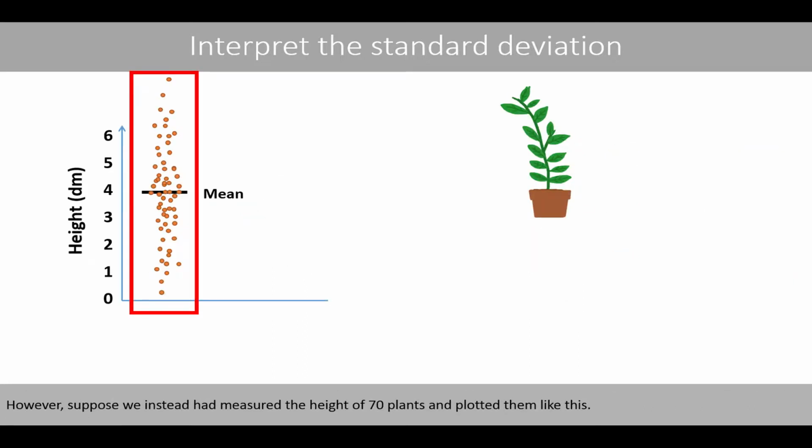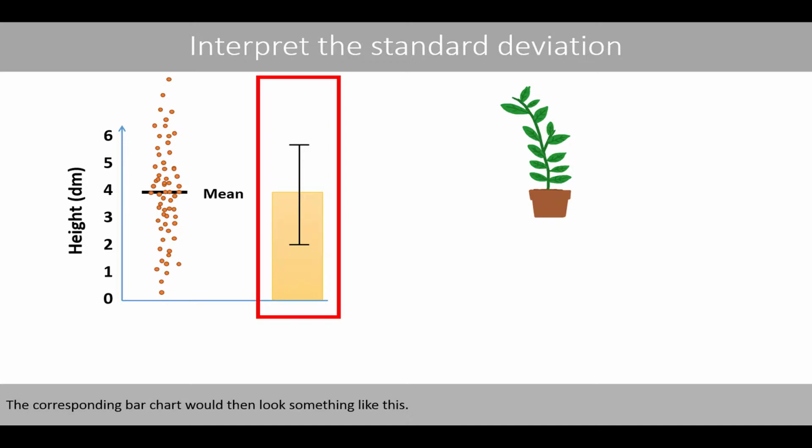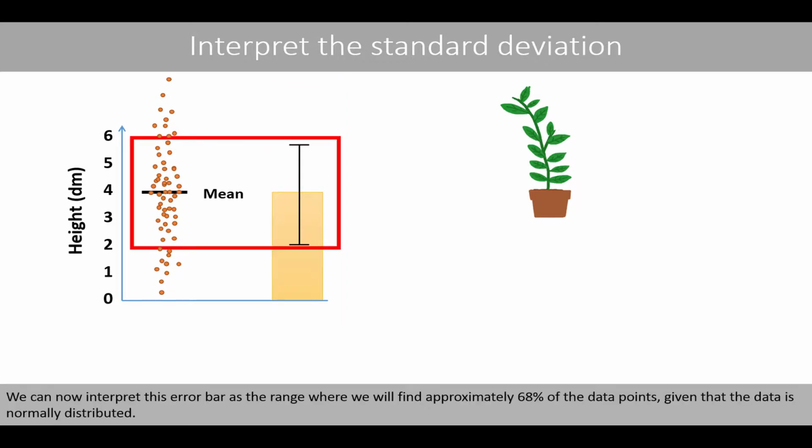However, suppose we instead had measured the height of 70 plants and plotted them like this. The corresponding bar chart would then look something like this. We can now interpret this error bar as the range where we will find approximately 68% of the data points, given that the data is normally distributed.